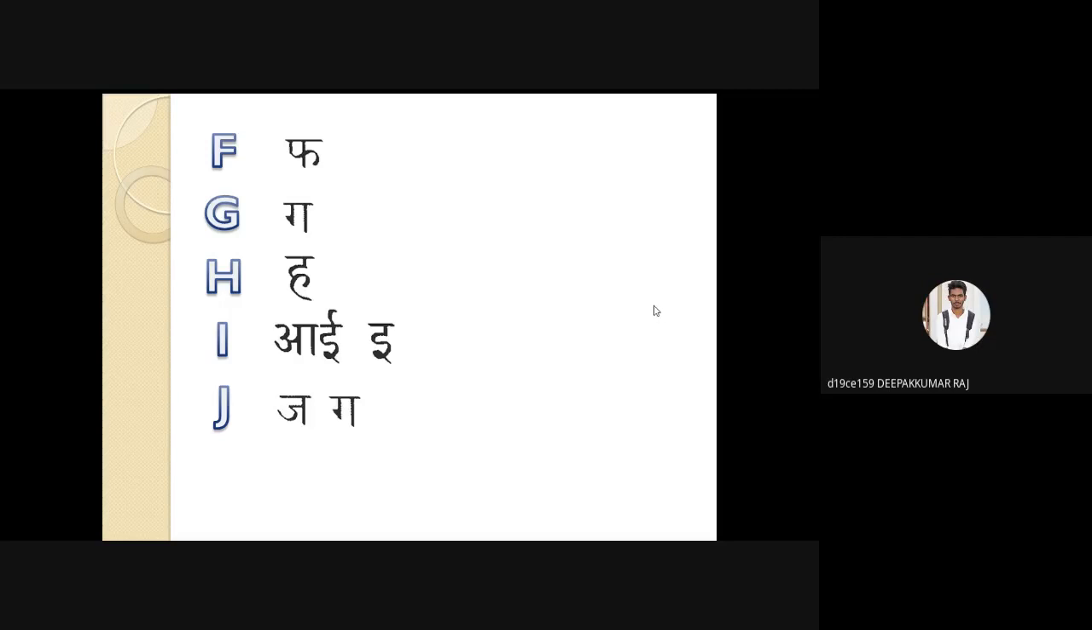Clear? Ma'am, example of J as the sound of G. Sorry? Example of J as sound of G, like what could it be? Yes, yes, yes. I'm giving.